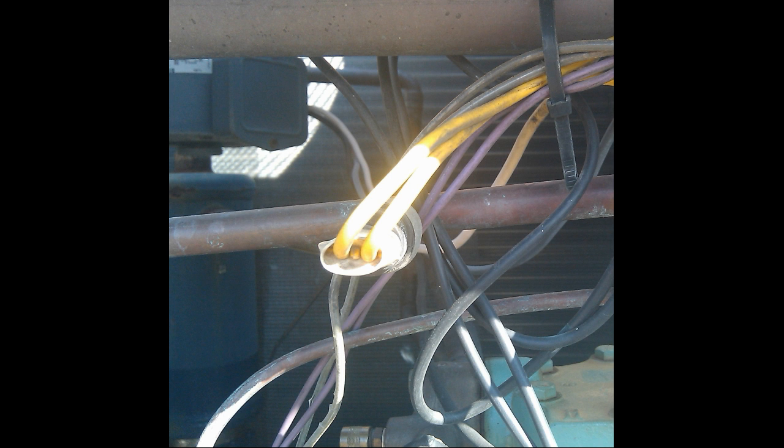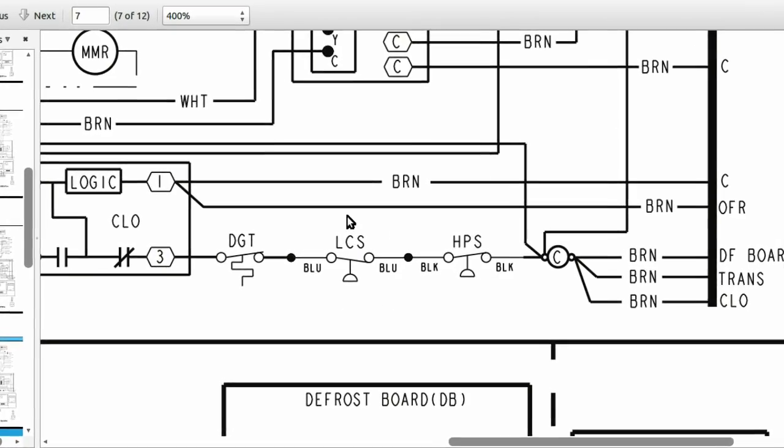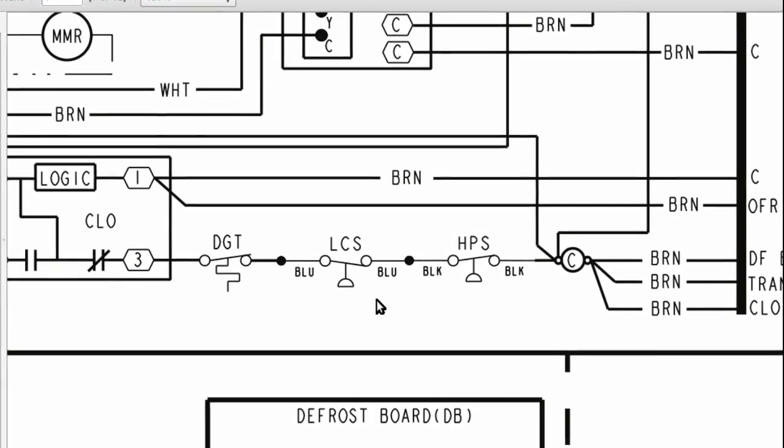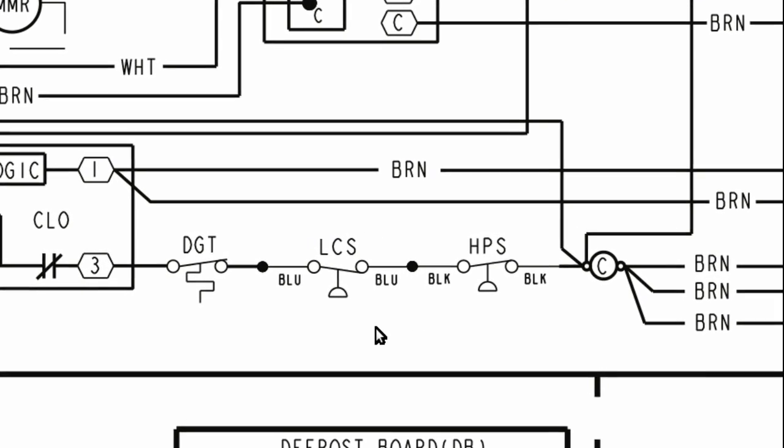A loss of charge switch looks much like a pressure switch. The difference, of course, is that if you lose the entire charge, it will open, and here it is on the wiring diagram.